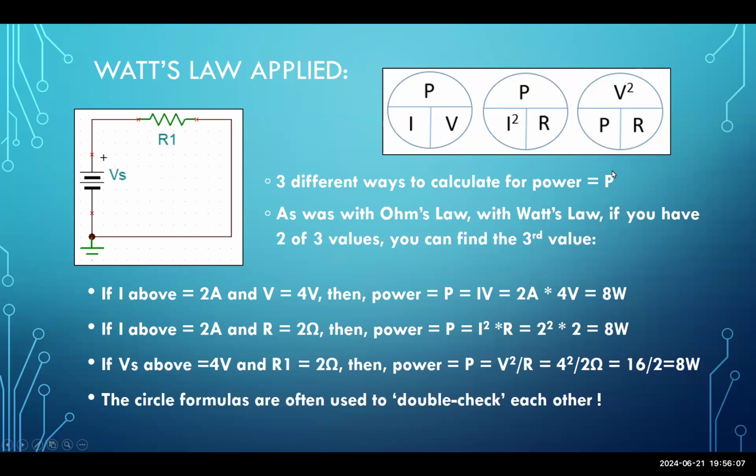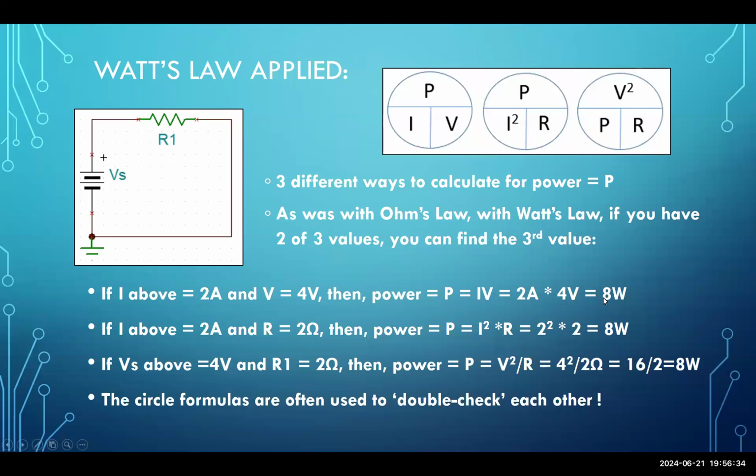And if we look at using the first circle, how do we calculate power? Well, if current is given as 2 amps and voltage is given as 4 volts, power, according to this first circle, is equal to I times V. So that works out to be 2 amps times 4 volts. And again, you can do the math in your head. What is 2 times 4? It's 8.